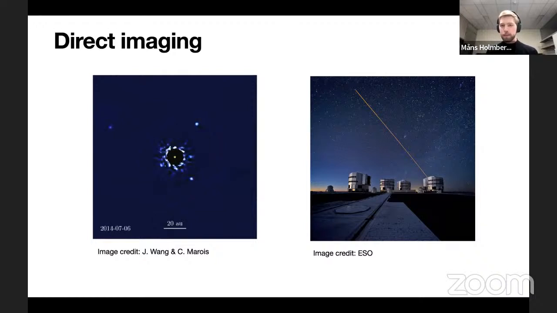What we do is we have to block out this central light from the star, and what is left is the light from planets orbiting around. And on the left, you can see this. Here you have 4 confirmed planets orbiting a star.